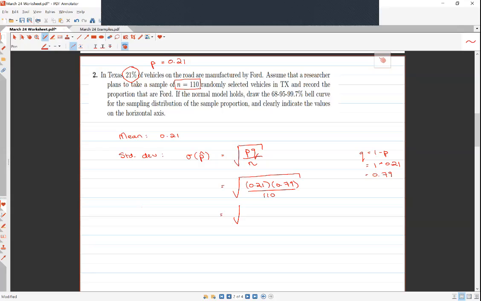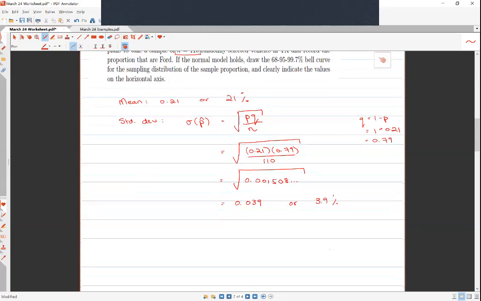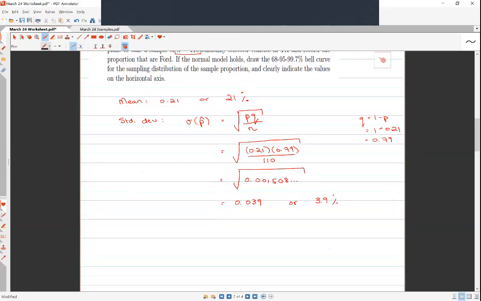So 0.21 times 0.79 divided by 110, I get 0.001508. That keeps going. I take the square root of that, and that gives me to 3 decimals 0.039, or 3.9%. And this 0.21 that I could express as 21%. So we now want to represent this on a bell curve.